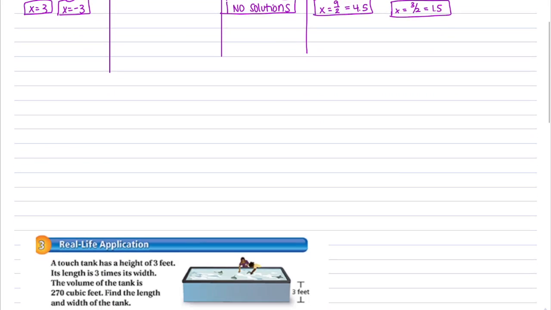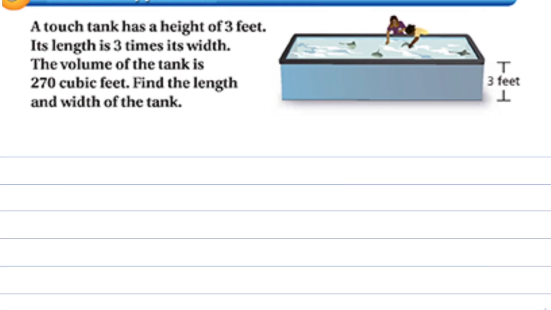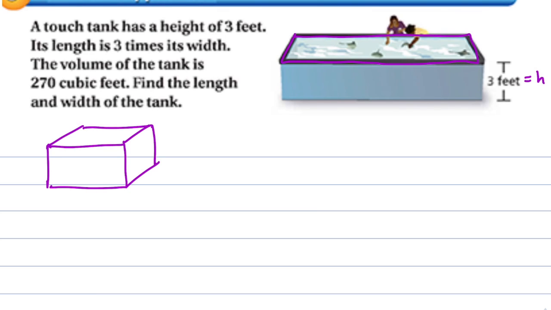All right, we're going to do one more problem, and this is a word problem. So we have a touch tank. That's like when you go to the aquarium and you get to touch the animals inside this tank right here. And the height is 3 feet. So I'm going to go ahead and draw a picture on my own paper that you should draw as best you can. And we're going to label it, the height is 3 feet equals h. And we know the length is 3 times the width. So if the width is w, the length is 3w. And we can also come over here and say that the length is 3w.